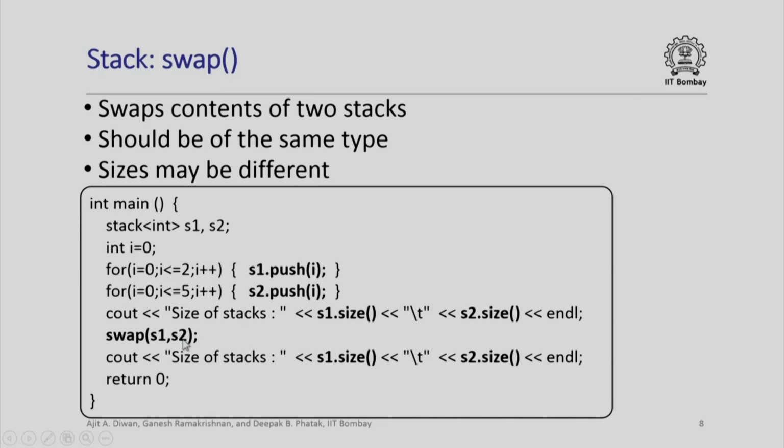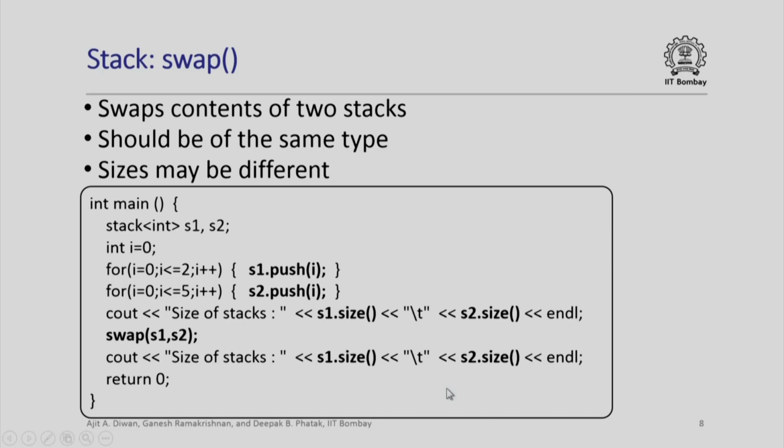Now, look at this important function, swap S1, S2. It will simply take all elements of S2 and put them into stack S1, and it will take all elements of S1 and push them into stack S2. This is a massive swap which automatically occurs because of this function. Now, if I test the size of the stacks, I will actually get S1 dot size as 6 and S2 dot size as 3. It is a very useful function. We shall have some exercises later to demonstrate how we can use this.